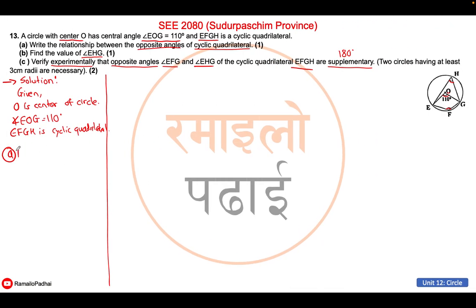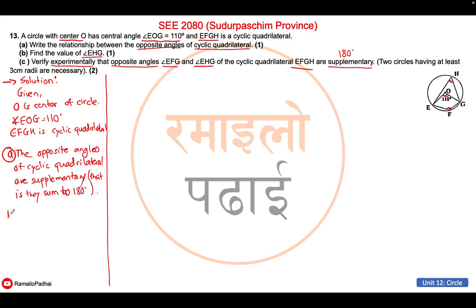So the opposite angles of a cyclic quadrilateral are supplementary. In bracket, that is, they sum to 180 degrees. Fine. In B, find the value of angle EHG.